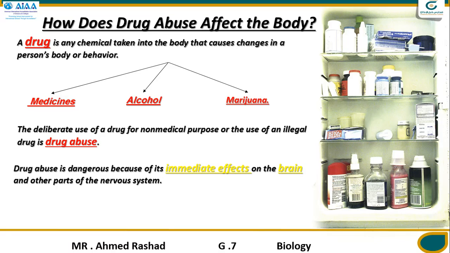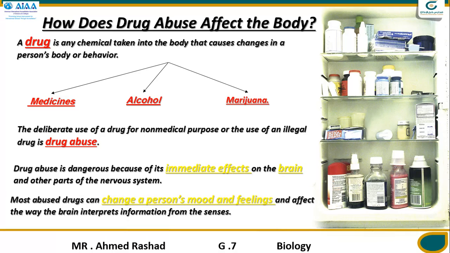And drug abuse is dangerous because it immediately affects your brain and other parts of the nervous system, and other parts of your body as well. Most abused drugs can change a person's mind and feelings. That's what we watched in the last video, and they affect the way the brain processes information from the senses, and that damages the activities that occur in the nervous system and all the nervous system processes.